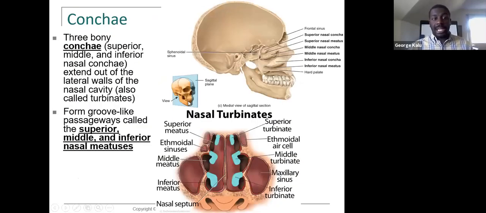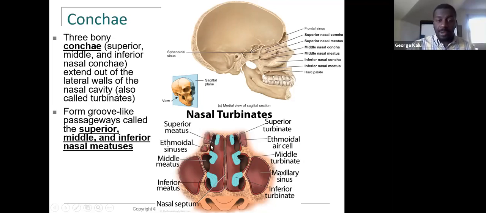Now, when we're in the nasal cavity, there's going to be these two sets of three bony conchae. These conchae almost look like shelves coming from the lateral sides of your nasal cavity, from the walls of your nasal cavity. So here we would have one of the superior nasal conchae, the middle nasal conchae, and then the inferior nasal conchae. Again, they branch from the lateral walls of the nasal cavity here. So they almost look like shelves. They're also called turbinates.